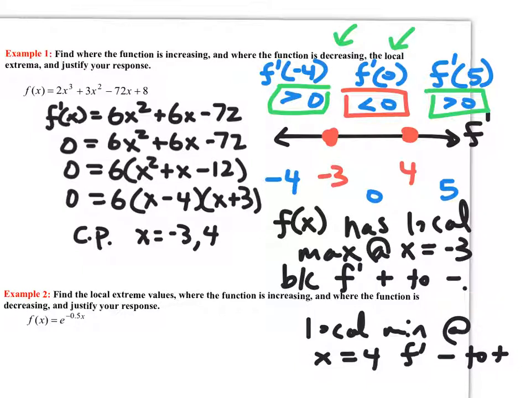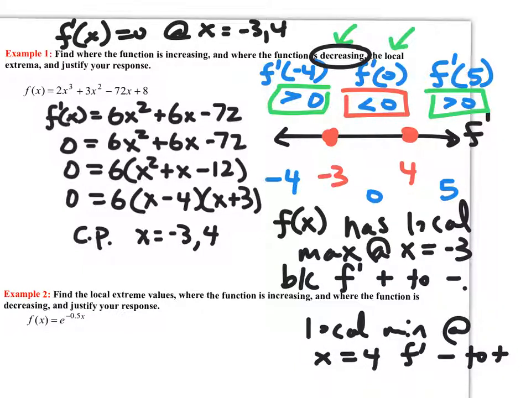And of course, we can answer this decreasing portion by just showing that f prime of x equals 0 at x equals -3 and 4, and f prime of x is less than 0 when x is between -3 and 4. Right? Tested and proven right there. Alright, so that's a great example of finding local extrema.